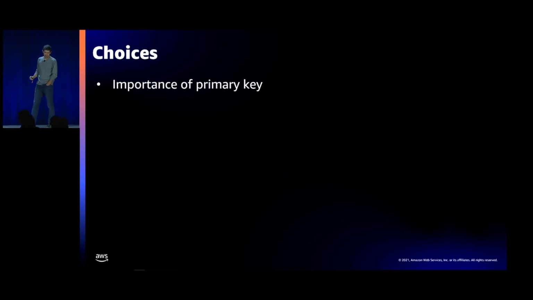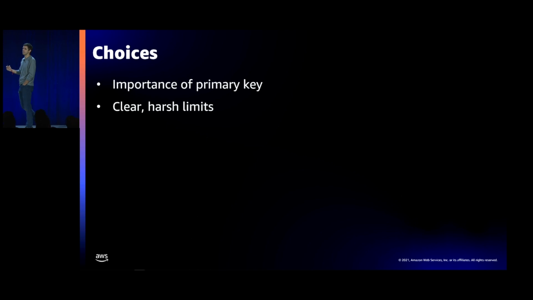The second choice that Dynamo made is they have clear, harsh limits on what they can and can't do. And I think this is really innovative because your system, whatever it is, has limits. They can be explicit, or they can be implicit, and you just hit it when you overload your system and it falls over. So Dynamo is very clear about the limits and what that system can and can't do.